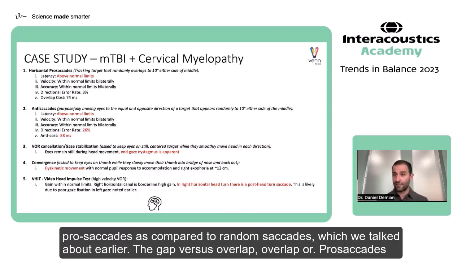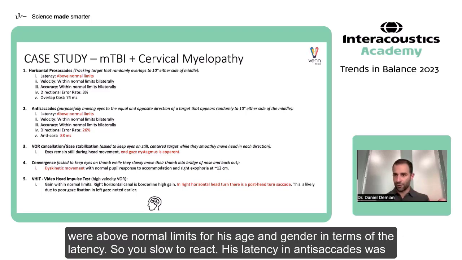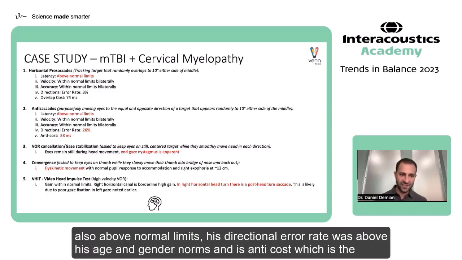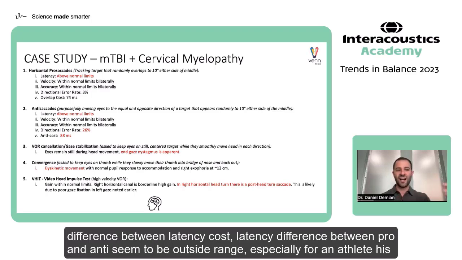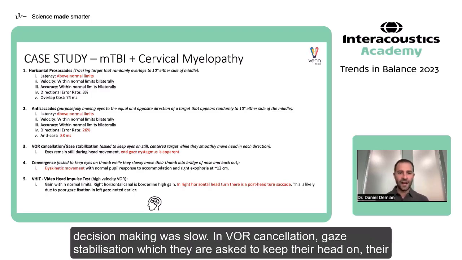Horizontal prosaccades as compared to random saccades, which we talked about earlier, the gap versus overlap. Overlap or prosaccades were above normal limits for his age and gender in terms of the latency. So he was slow to react. His latency in antisaccades was also above normal limits. His directional error rate was above his age and gender norms, and his anti-cost, which is the difference between pro and anti latency, seemed to be outside range, especially for an athlete. His decision making was slow.